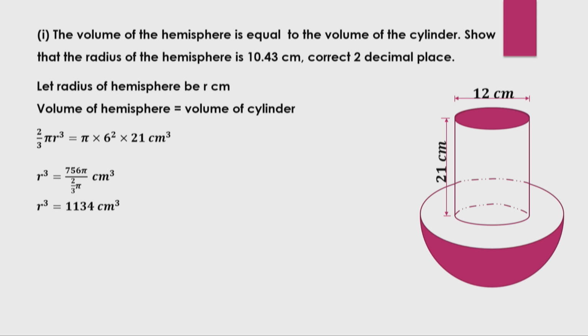Evaluating this, we get r cubed is equal to 1134 centimeters cubed. r is equal to the cube root of 1134 centimeters. r is equal to 10.42808 centimeters. Rounding this off to 2 decimal places, we get r is equal to 10.43 centimeters.